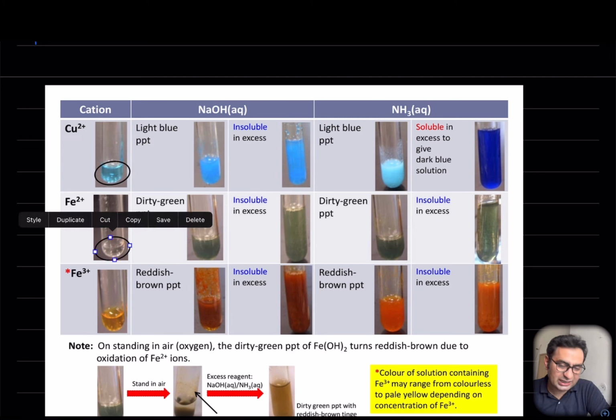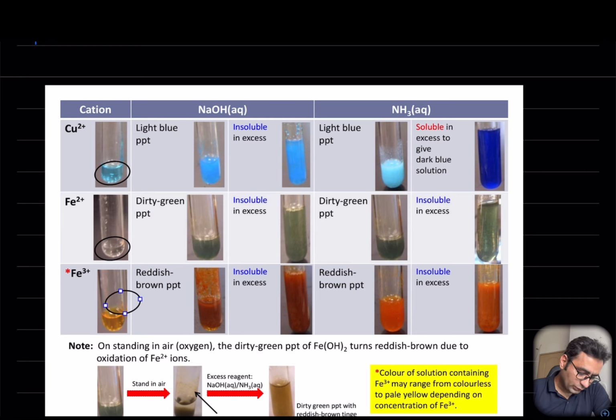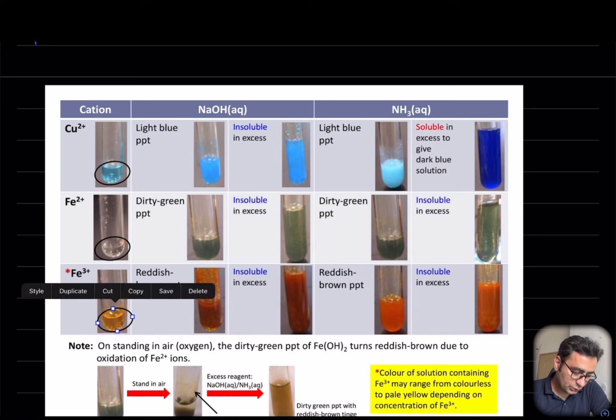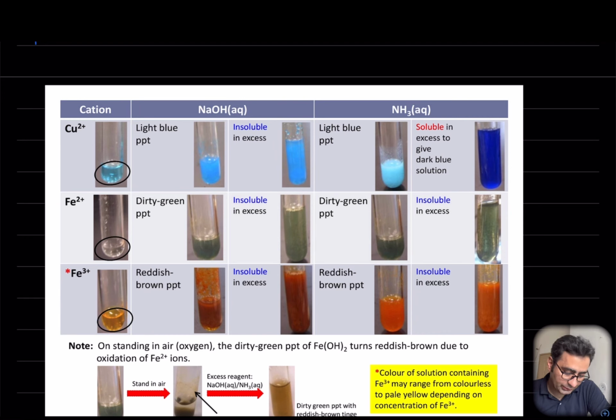Iron 2 forms light green because it's very diluted. You can say this is slightly colorless, but because it's very diluted; if it is concentrated, it should be a green solution. Now this is going to be a red-brown solution.